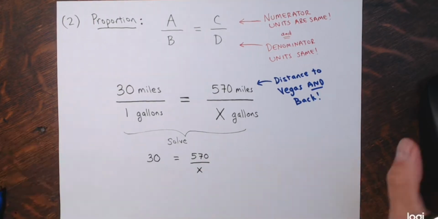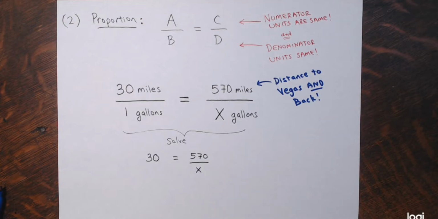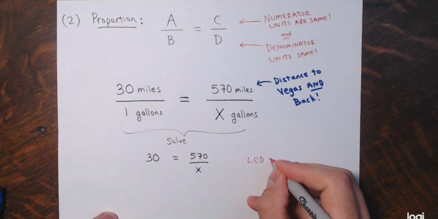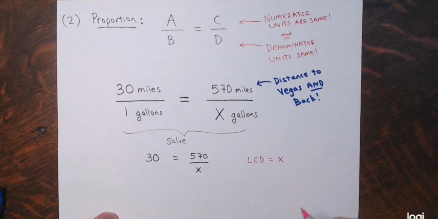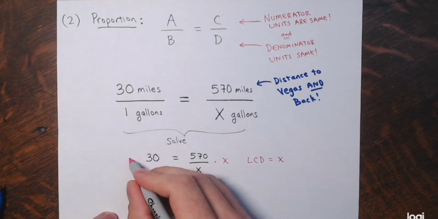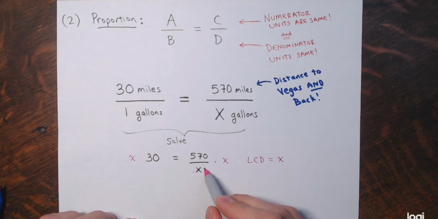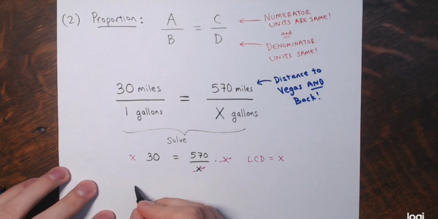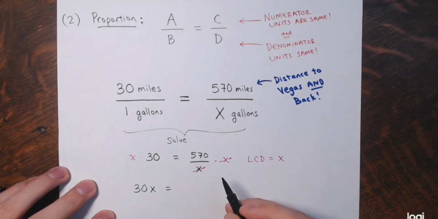And then you solve this proportion like I've solved proportions in a previous video, or solved any rational equation, any equation with fractions. All right, first I find the LCD. I hope it's obvious that the least common denominator here is just x. I multiply both sides by x, and that'll cancel the denominators, right? The only denominator here, x, gets canceled on the right side. So on the left side I have 30 times x equals, and on the right side the x's cancel, and I have 570.